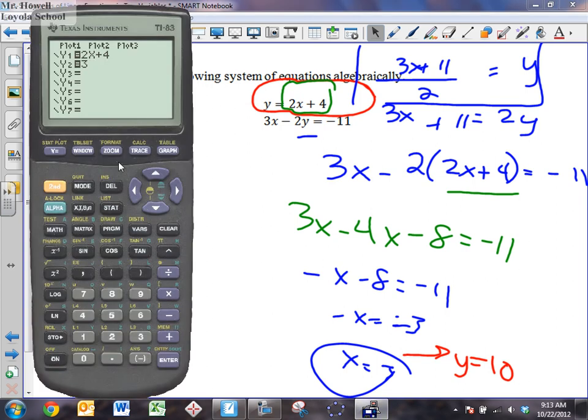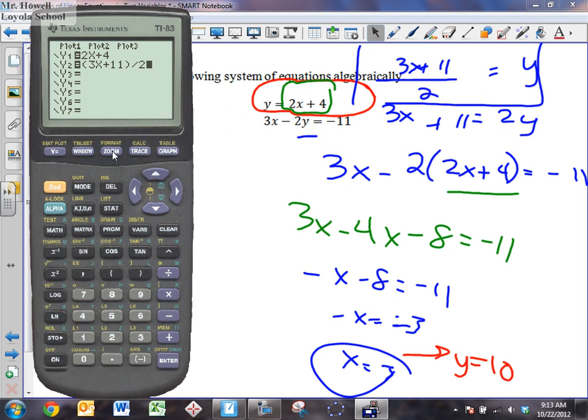Oops, what should I put around the 3x plus 11, everybody? Erickson? Parentheses. Sorry, I said everybody. That's one person. 3x plus 11, all over 2.